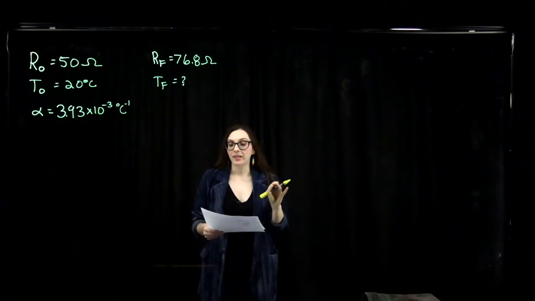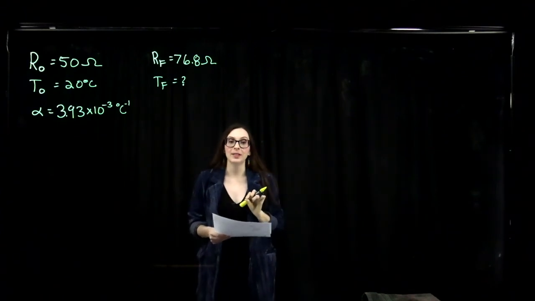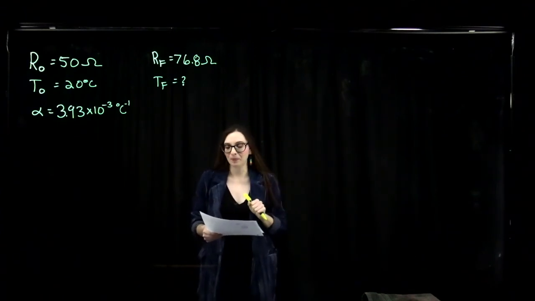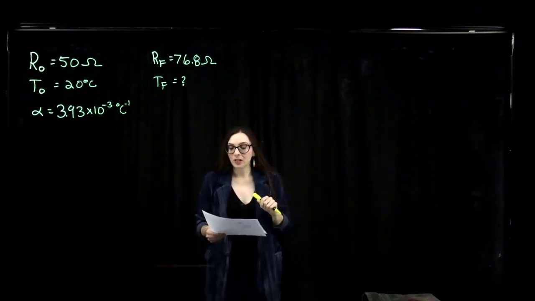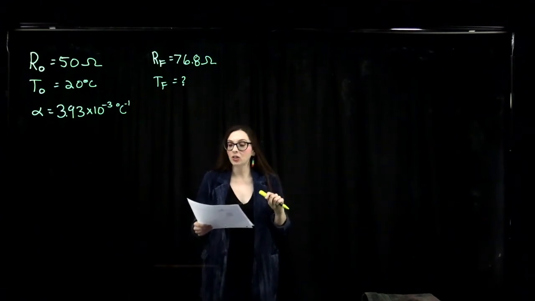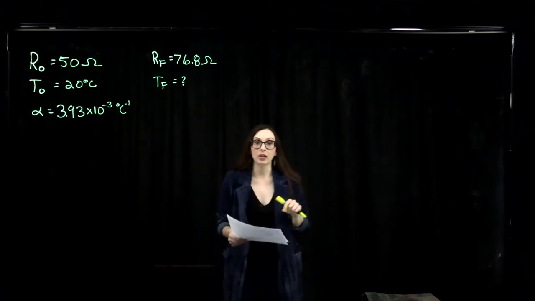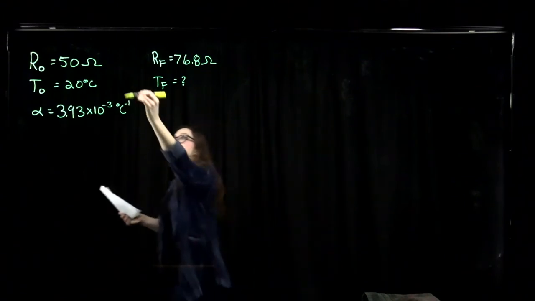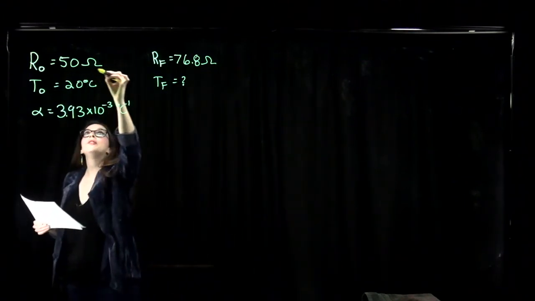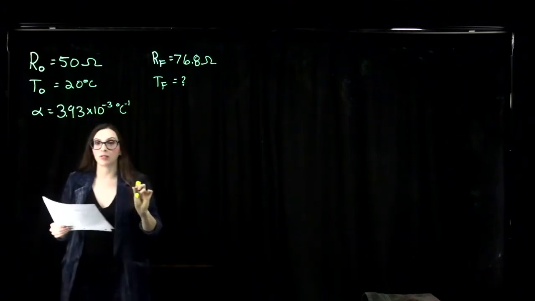We're going to apply the temperature dependence of resistance in order to solve this problem. A resistance thermometer, which measures temperature by measuring the change in resistance of a conductor, is made of platinum and has a resistance of 50 ohms at 20 degrees Celsius.